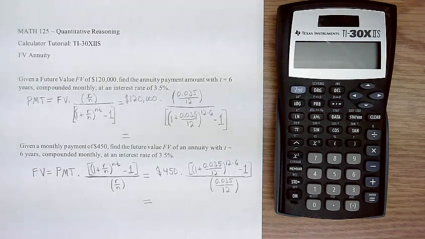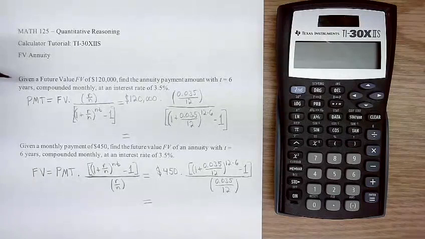Hello, welcome to Math 125 Quantitative Reasoning Calculator tutorial for future value annuities. We will be using our TI-30XIIS to calculate the future value of an annuity given a payment, and the payment given a future value.